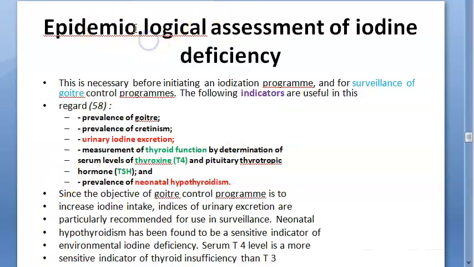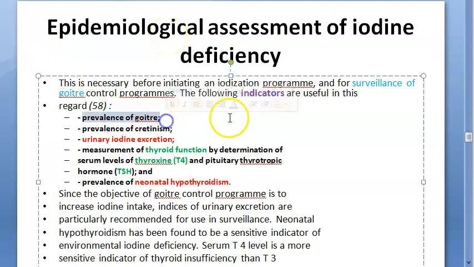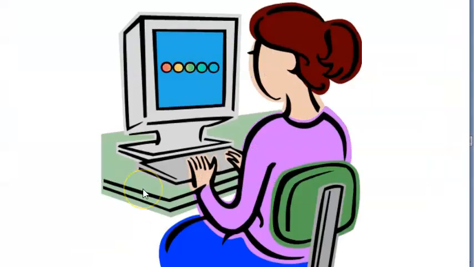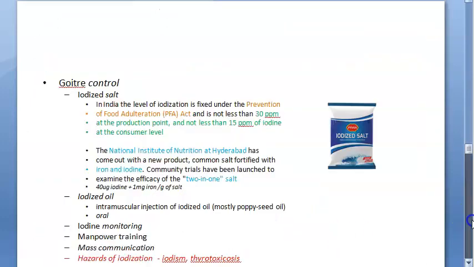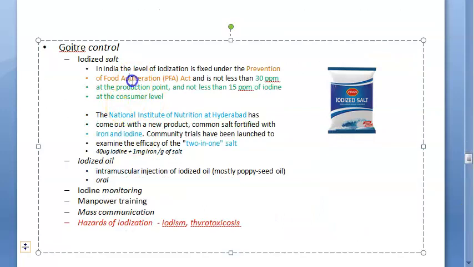How will you assess that these people have iodine deficiency? How did you come to know they have iodine deficiency? You surveyed the prevalence of goiter, the prevalence of cretinism, you checked urinary iodine excretion, then you checked thyroid function tests, T4 and TSH levels, and you checked for neonatal hypothyroidism. So you came to know that this Himalayan goiter belt has iodine deficiency, right? And then how do you do goiter control? You have iodized salt, right?